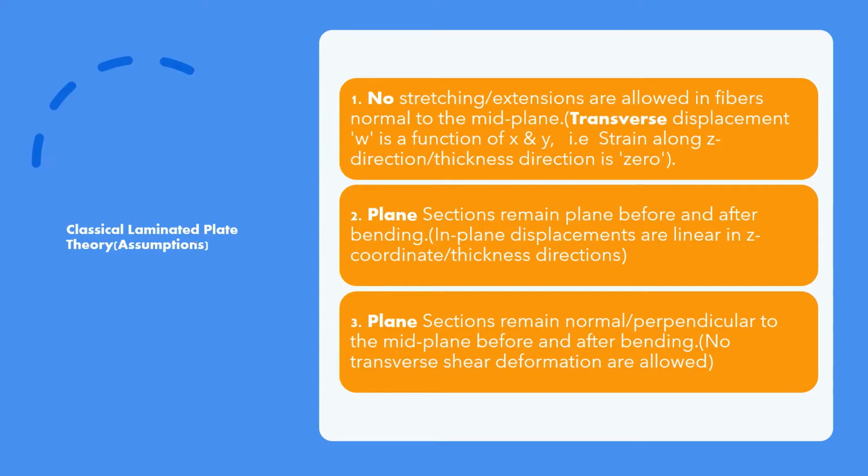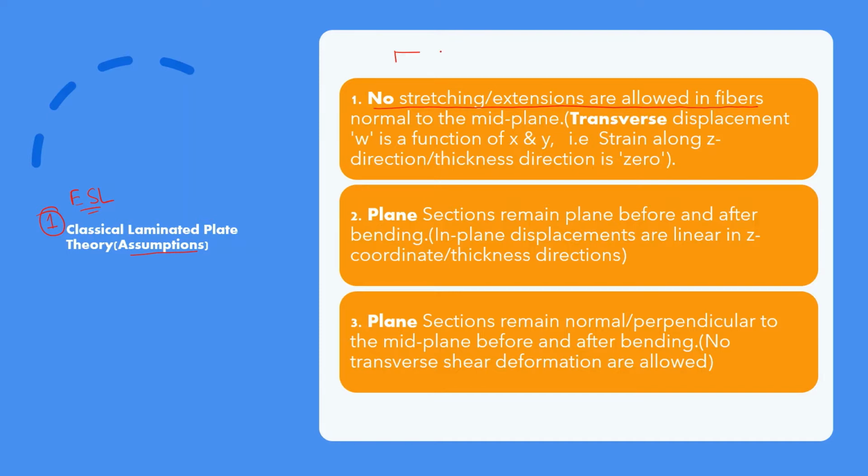Now, classical laminated plate assumptions. What are the assumptions we are going to study? The first smeared laminate models are the equivalent single layer theory, ESL theory. The simplest is the classical laminated plate theory, and then we will study first order shear deformation theory. So, classical laminated plate theory: what is its assumption? No stretching or extensions are allowed in fibers normal to the mid plane. Transverse displacement w is a function of x and y, that is, strain along the z direction, the thickness direction, is 0.